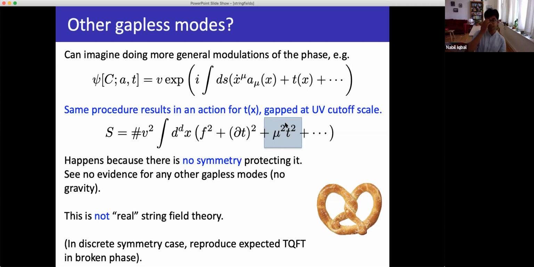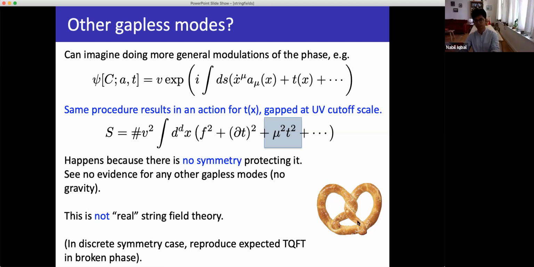Okay. In fact, I see no evidence for any other gapless modes. This just emphasizes, by the way, that this is not real string theory. There's no secret gravity lurking in this problem. Okay. It's really something different. It's an effective description of higher form symmetries. It's not real fundamental string theory. Okay. And finally, if you care not about the U(1) symmetry, but a discrete symmetry, it turns out you can reproduce the effective topological quantum field theory that you expect in the broken phase from these considerations. It's a little bit silly and kind of tautological, but you can get it.